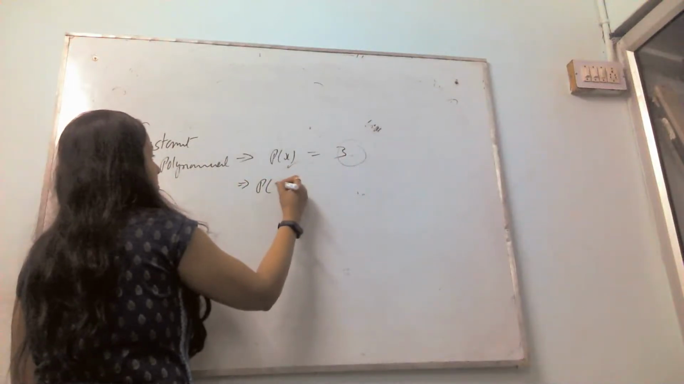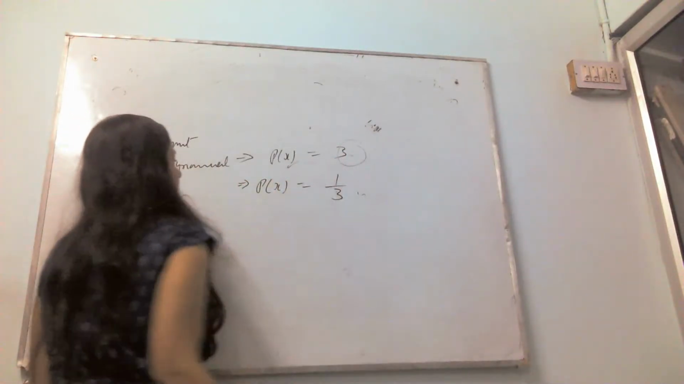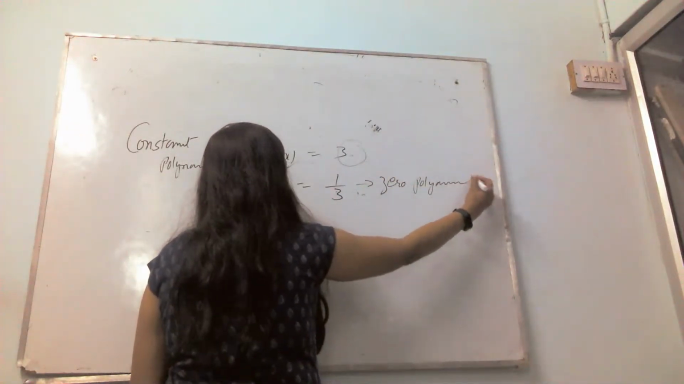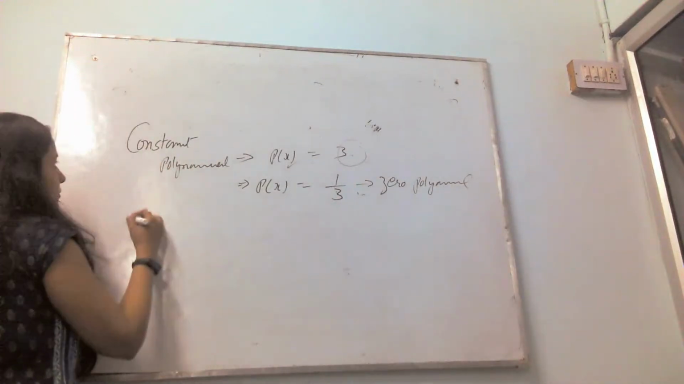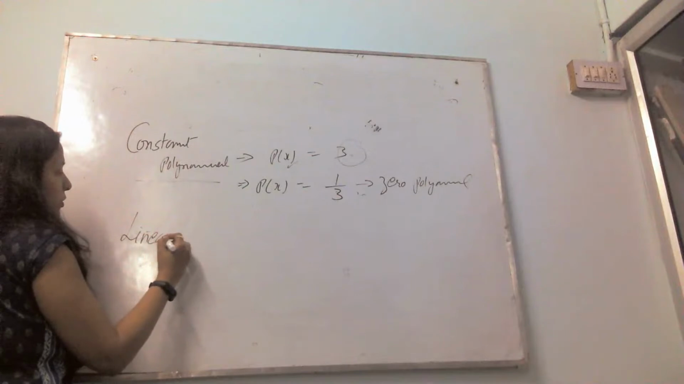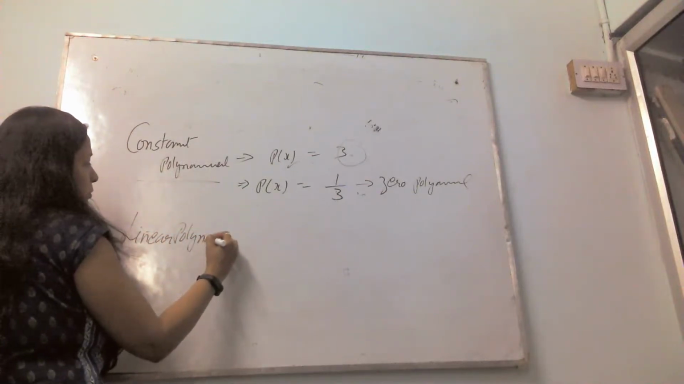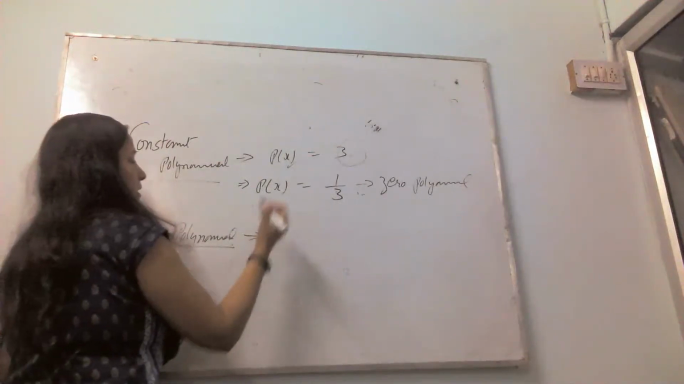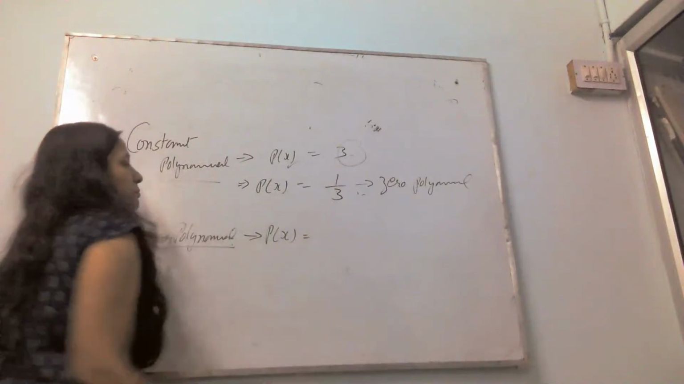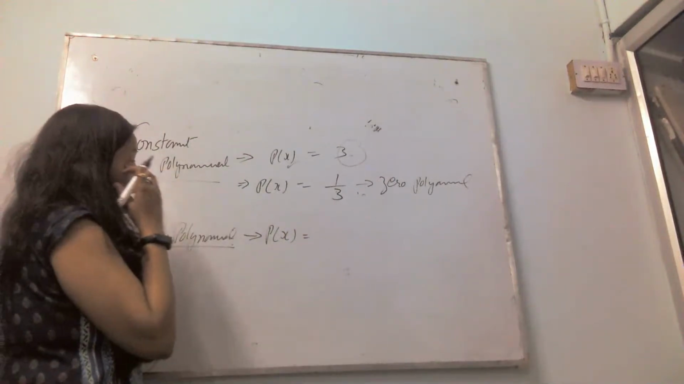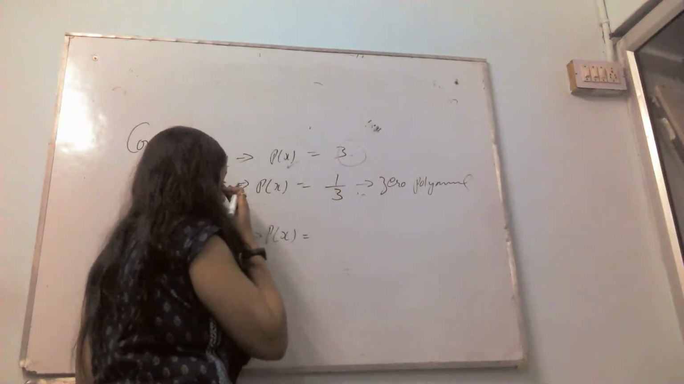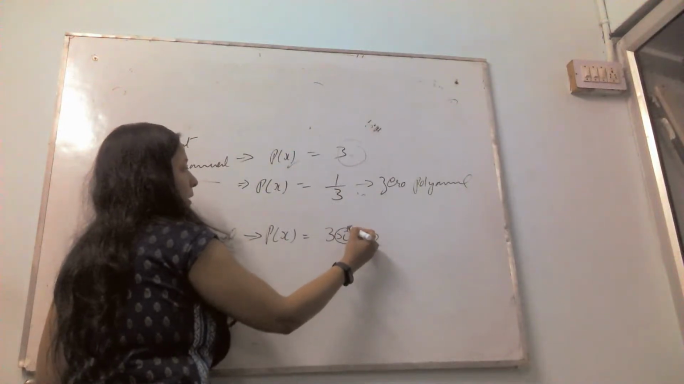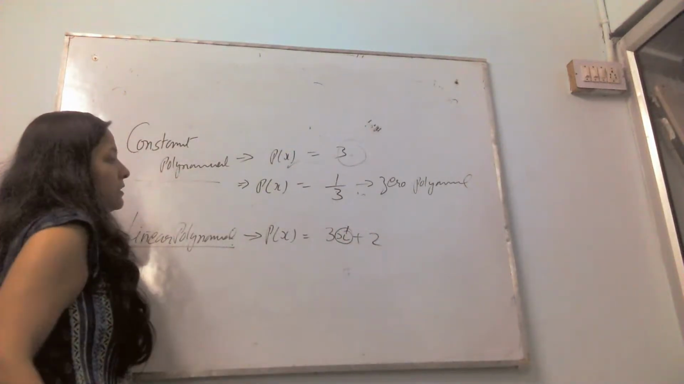For example, 1 by 3. That is called a zero polynomial, or you can say a constant polynomial. Second is called a linear polynomial. Linear polynomial means the highest power of the variable is 1. Degree is 1. That is 3x plus 2. Here you will see the variable power is 1. This is called a linear polynomial.